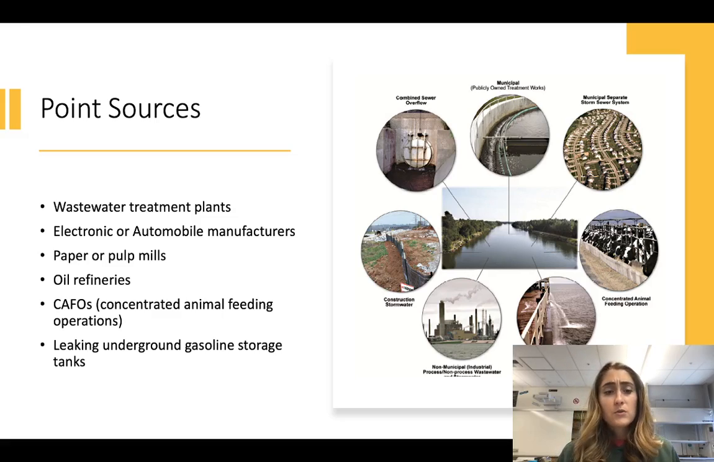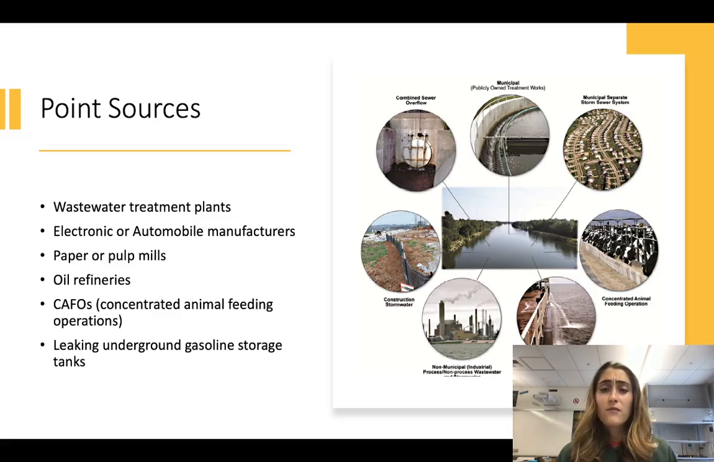Some of the point source types of pollution that we see in this class: wastewater treatment plants and that effluent being added to water. In fact, recently our sewage treatment plant in Long Beach just dumped about 40,000 gallons of sewage into the ocean. So that was kind of problematic, but again, an example of point source because we knew exactly where the waste came from.